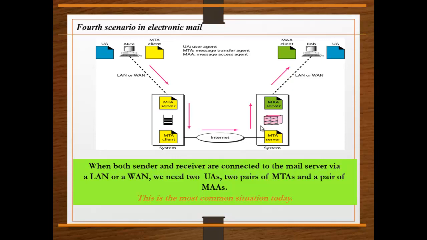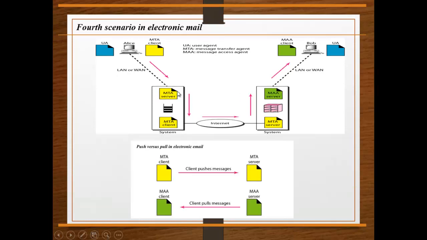Your system is not connected to the mail server directly. You have to reach the mail server over a wide area network. Similarly, the receiver is also not connected. He also accesses the mail server over a wide area network. Then you need to have two UAs, that is a pair of UAs, two pairs of MTA client and server, that is client server and this client server, two pairs, and then one pair of MAA. MAA means MAA client and server. This is the present scenario of your SMTP.